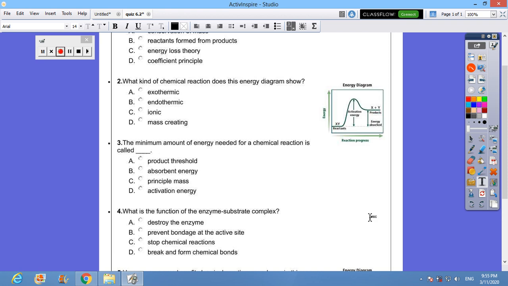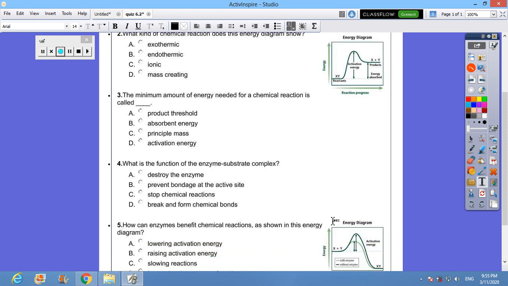Question 3. The minimum amount of energy needed for a chemical reaction is called blank. Is it product threshold, Zoban energy, principal mass, or activation energy? The proper answer is D, activation energy. So the minimum amount of energy needed for a chemical reaction to start is the activation energy.